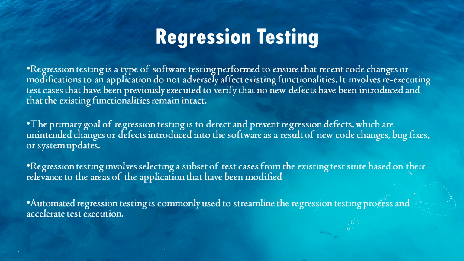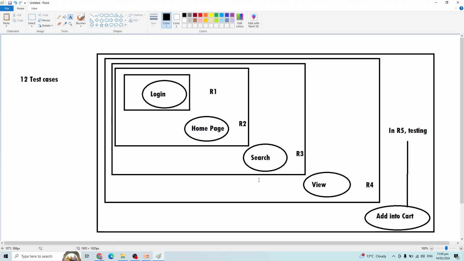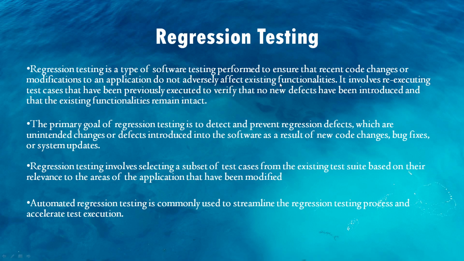And mostly, the 12 test cases will be automated through automation testing. Because every time if we keep on doing this testing manually, it will be expensive. That's where automation helps us. But we're not going to cover anything related to automation in this session. We will be doing it in a future session. Right, now this is regression testing.